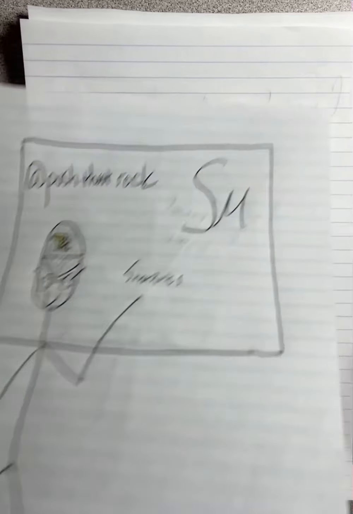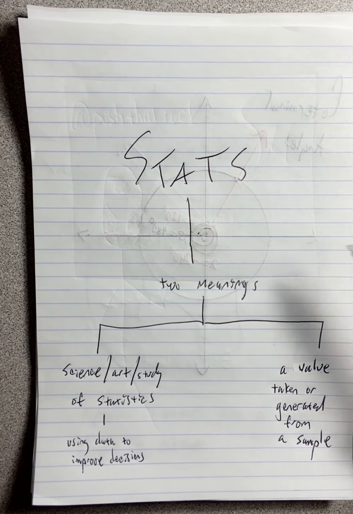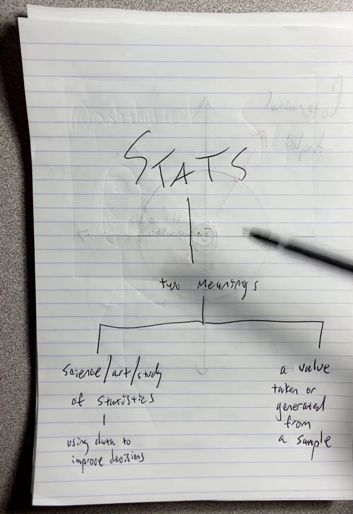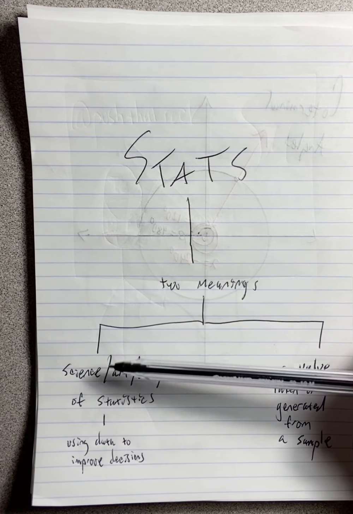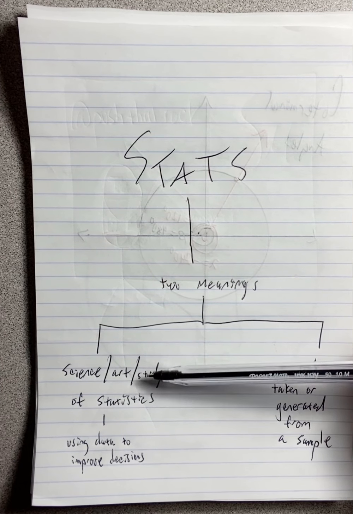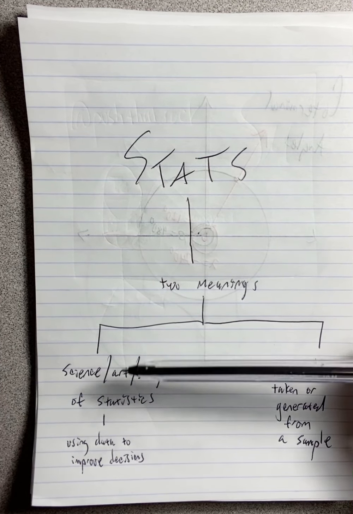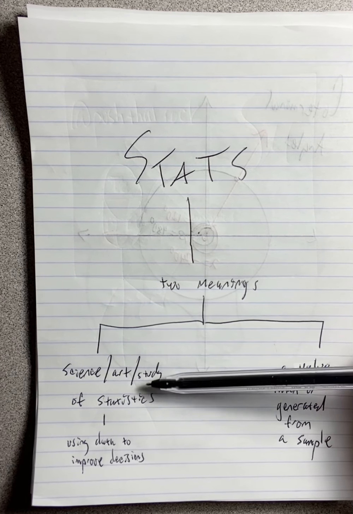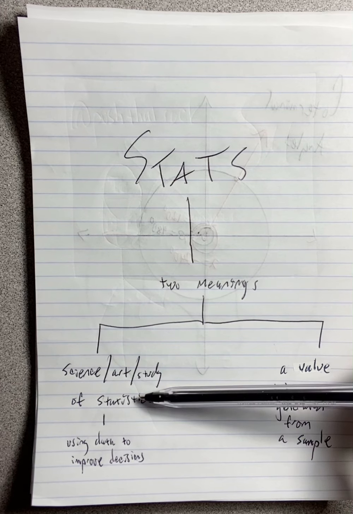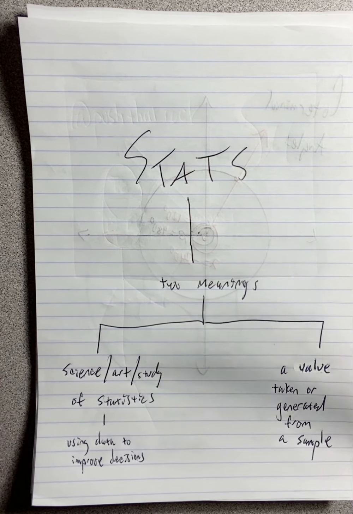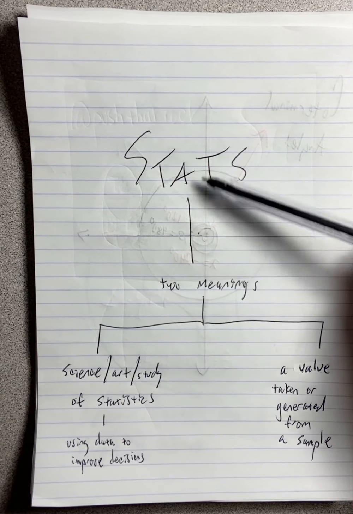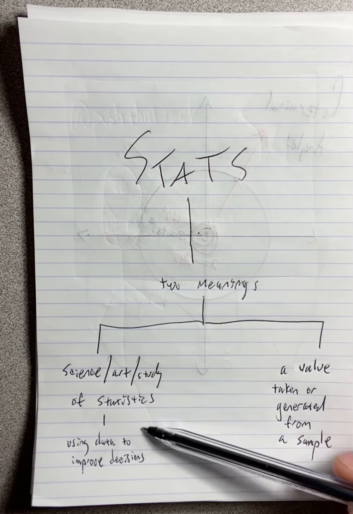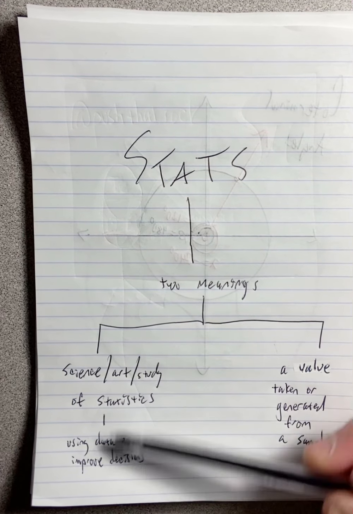Let's talk statistics. Statistics has two meanings. First, it's the science, art, or study, however you want to put it, of using data to improve decisions. And we do that by studying statistics. So the other meaning of statistics is important. This is how, when you hear statistics, you usually just think of the class or the study of.